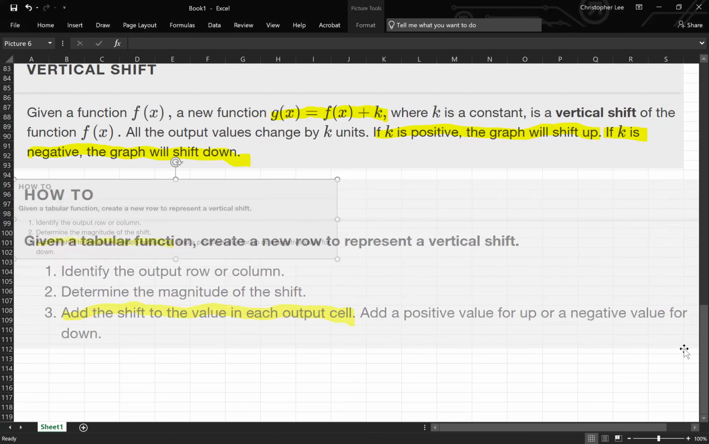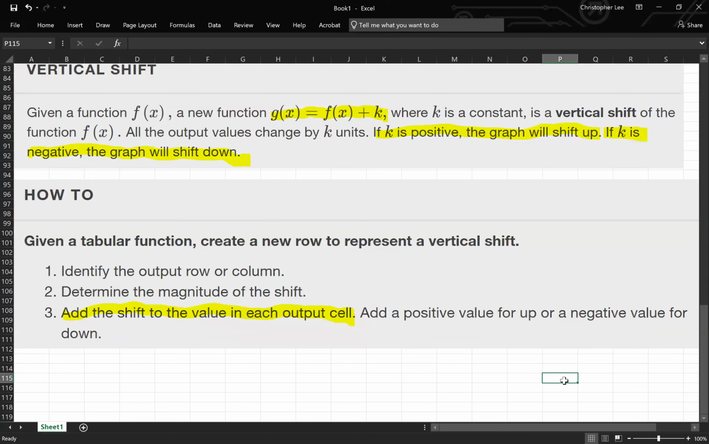All right. So this is how, given a tabular function table, you create a new row to represent a vertical shift. This is how you do it. Step one, identify the output row or column, the Y. Step two, determine the magnitude of the shift. How much are you shifting it by? Step three, add the shift to the value of each output cell. You add a positive value for up or a negative value for down, all right?